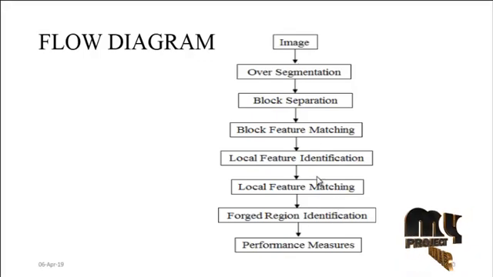After these steps, the foreground region identification will be performed. In this step, the foreground region, that is the tampered region, will be shown and the other regions will be eliminated. At last, the performance measures will be carried out by parameters like precision, recall and F measure. By these three parameters, we can justify whether our process is efficient or not.